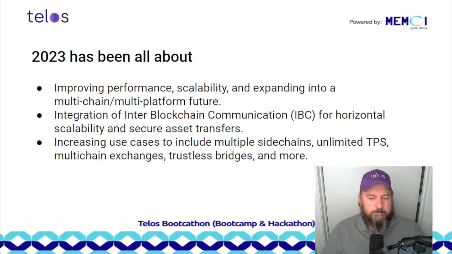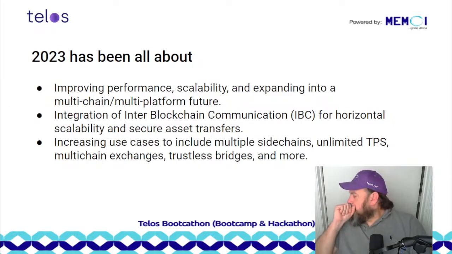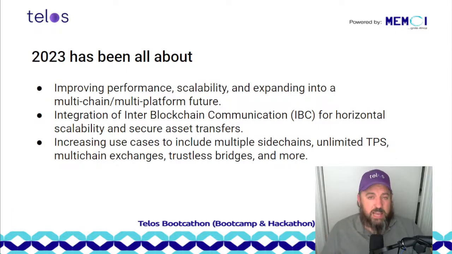Then, as far as multiple side chains, yes, we can, utilizing that IBC technology, we could have multiple native side chains allowing us to have unlimited transactions per second. The IBC smart contracts that we have are 100% trustless. So they do not require trust of any kind on any network that we're connected with, which is pretty sweet compared to some of the other bridges that do still require trust.